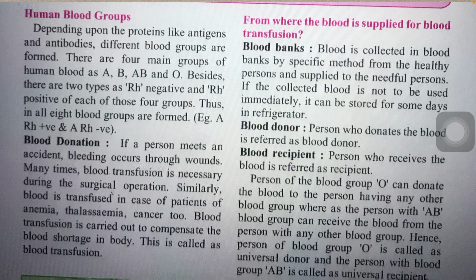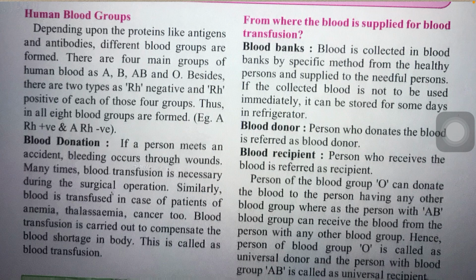Now, next is blood donation. If a person meets an accident, bleeding occurs through wounds. Many times, blood transfusion is necessary during the surgical operation. Similarly, blood is transfused in case of patients of anemia. Anemia means shortage of blood. Thalassemia, cancer too. Blood transfusion is carried out to compensate the blood shortage in body. This is called as blood transfusion.